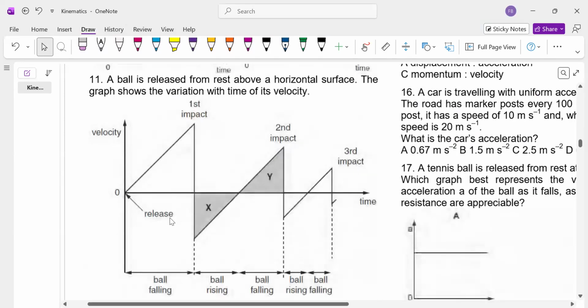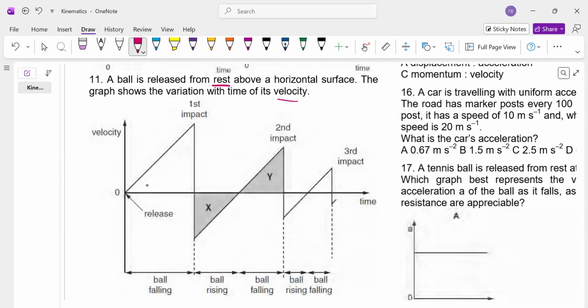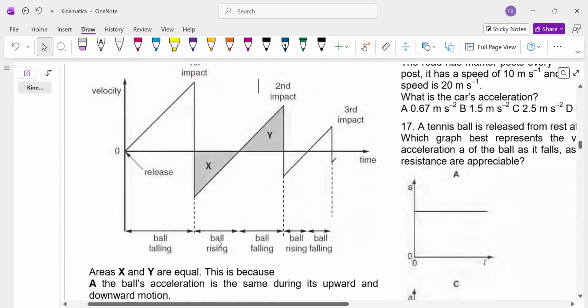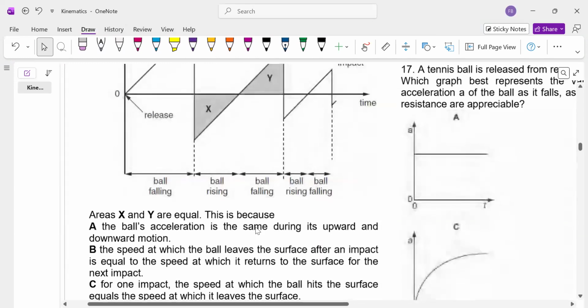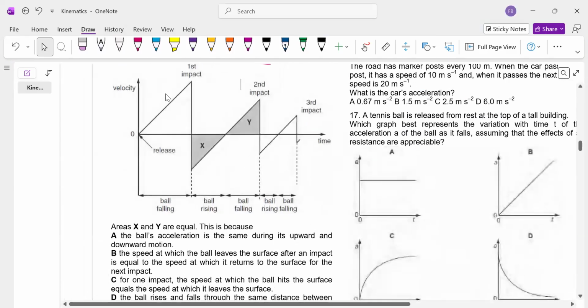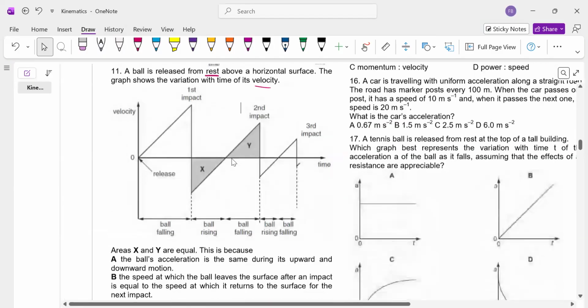A ball is released from rest above the horizontal surface. Initially, it was at rest. The graph shows the variation with time of its velocity. Now you have a velocity time graph, and this is the first impact, second, and third. Firstly, the ball was falling, so the velocity was like this, and after that the ball is rising, so your velocity will be like this. Then over here it started falling again, and rising and falling. This is the graph. Area x and y are equal.